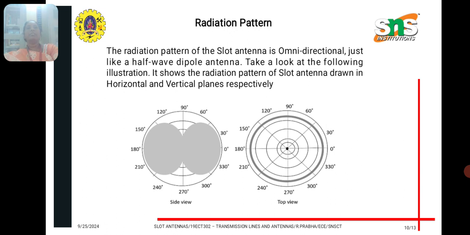Regarding the radiation pattern of the slot antenna, we can observe that it is omnidirectional, just like a half-wave dipole antenna. Take a look at the following illustration. The picture shows the radiation pattern of the slot antenna drawn in the horizontal plane, the side view, and also the vertical plane, respectively.